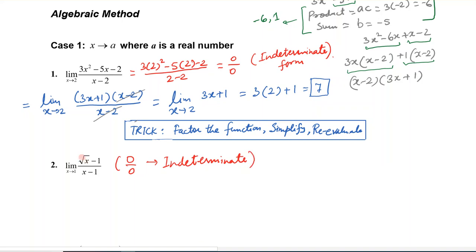Whenever you have a square root sign in an individual term on the top or on the bottom, the trick is we do the conjugate multiplication. So we multiply and divide by the conjugate of that factor.